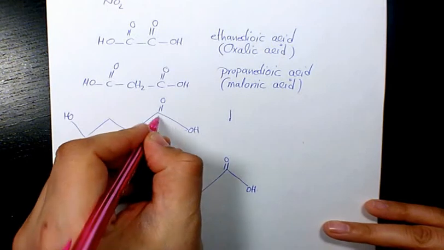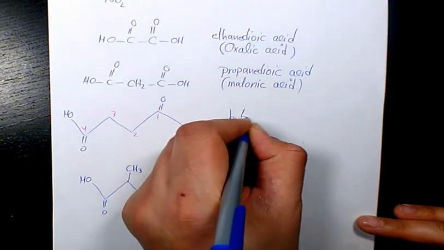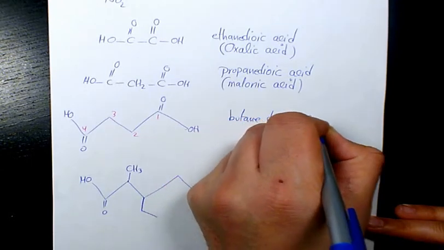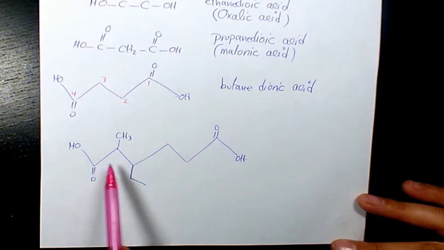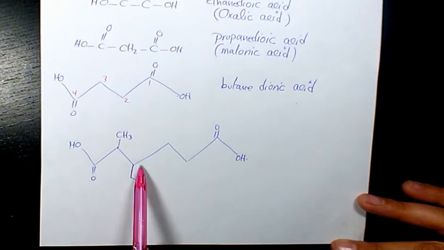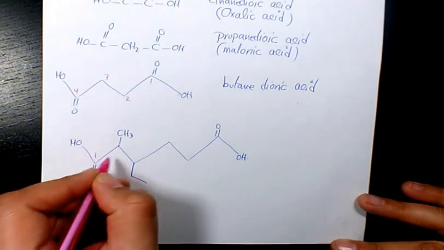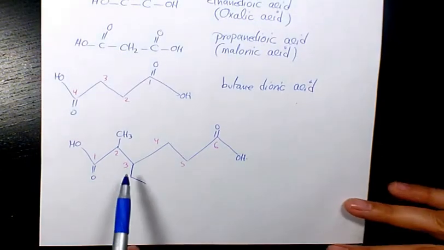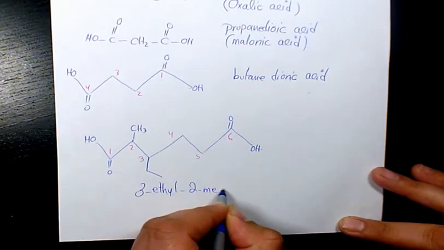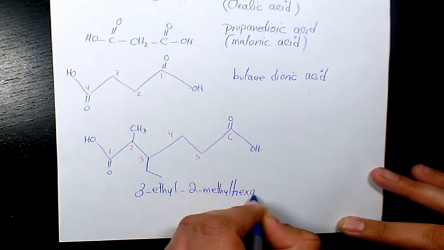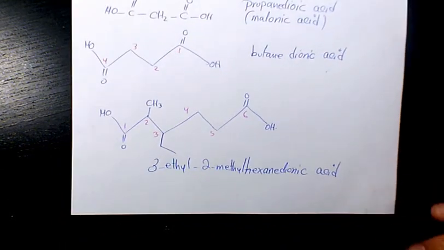In this one we have 1, 2, 3, and 4 carbon, and we have 2 carboxylic groups. It's going to be butanedioic acid, because we have 2 carboxylic acids. Next one is going to be 1, 2, 3, 4, 5, 6, or 1, 2, 3, 4, 5, 6. Which one should we start numbering? We need to start numbering from this side. Why? Because this one gets the smaller number. 1, 2, 3, 4, 5, and 6. And here we have an ethyl group, and here we have a methyl group. So it's going to be 3-ethyl. Ethyl comes first. 2-methylhexanedioic acid. That's the name of this organic compound.